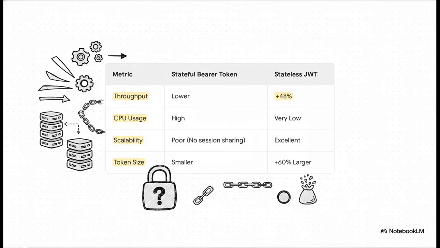All right, let's put it all together. This table sums up the trade-offs perfectly. With JWTs, you get that incredible 48% boost in throughput, your server's CPU can basically relax, and scaling up is a breeze. But, and there's always a but, right? There's no free lunch. Take a look at that last row, token size. Because the JWT carries all that useful data, it's about 60% larger than a simple old token.